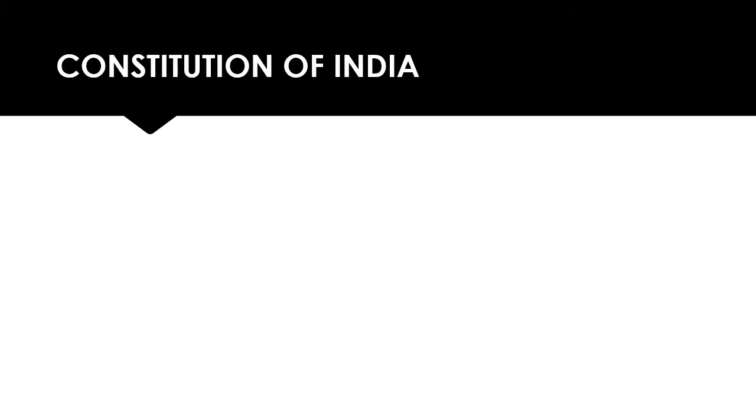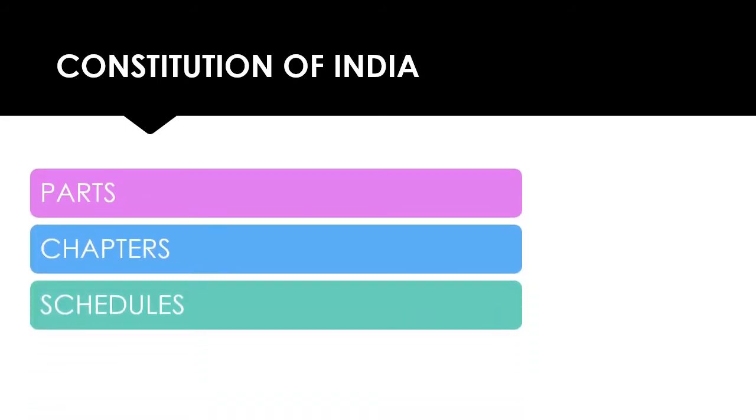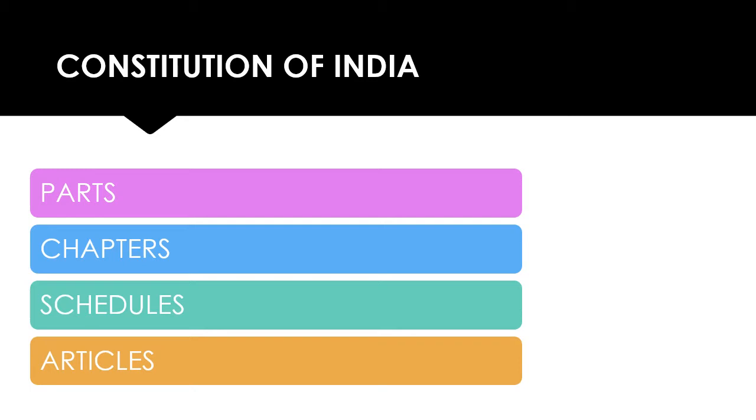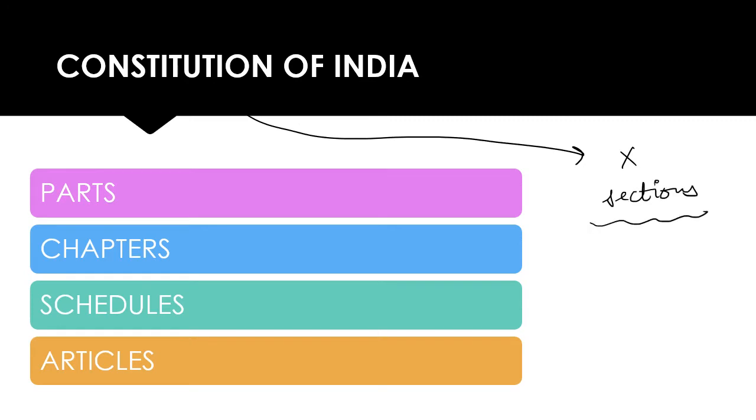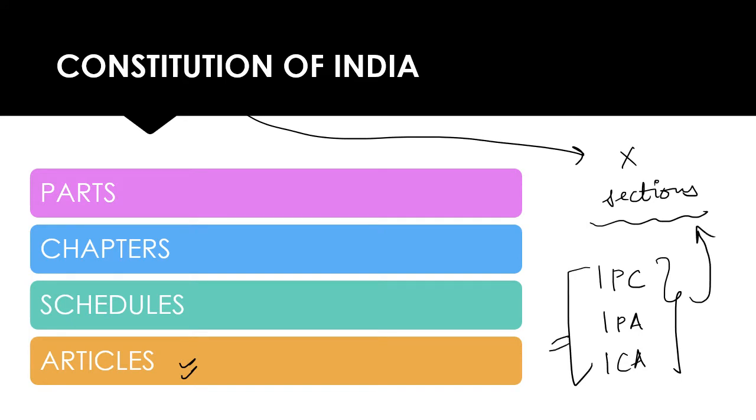The Constitution of India is divided into parts, chapters, schedules, and articles. It is important for you to remember that the Constitution of India does not talk about sections, right? Instead, it talks about articles. It is divided into articles. Now let me contrast this with some of the other common legislations, for example, the Indian Penal Code or the Indian Partnership Act or maybe the Indian Contract Act. Most of these legislations are divided into sections and not into articles. However, the Constitution of India is divided into articles.